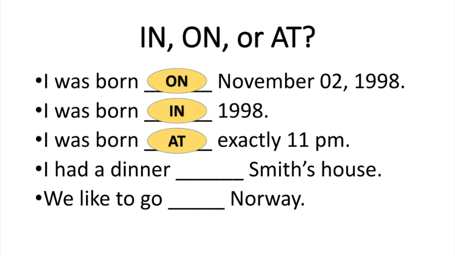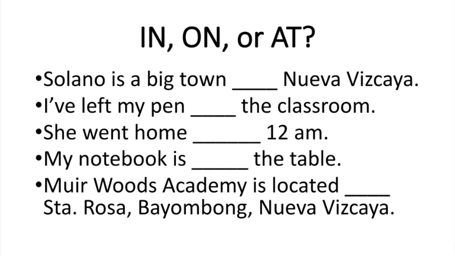I had a dinner blank Smith's house. So we are going to use the preposition at Smith's house because you are referring to a specific point in space. So we like to go blank Norway. So you are going to use in Norway because you are referring to a country. So now I would like you to bring out your notebook and answer the following sentences. Okay, go.